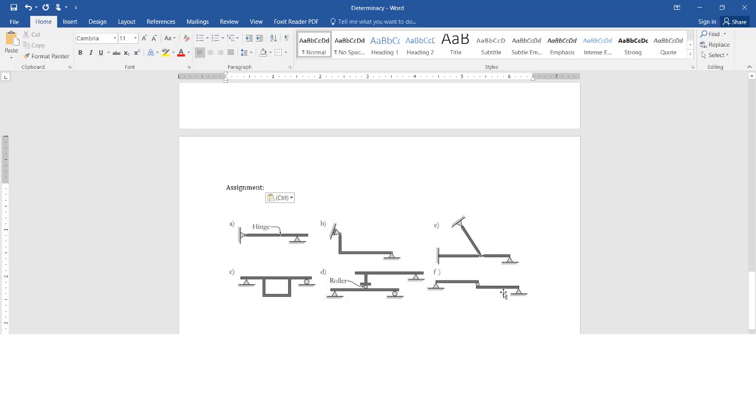Now you have an assignment. You have to determine the structural indeterminacies of all these structures.